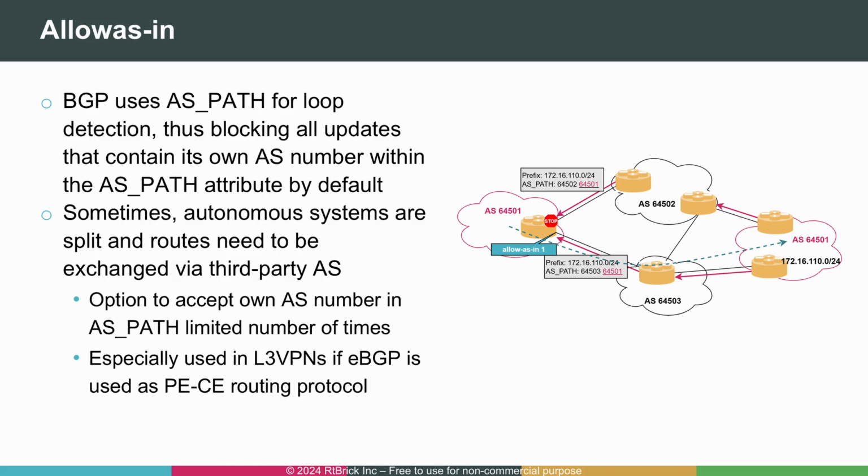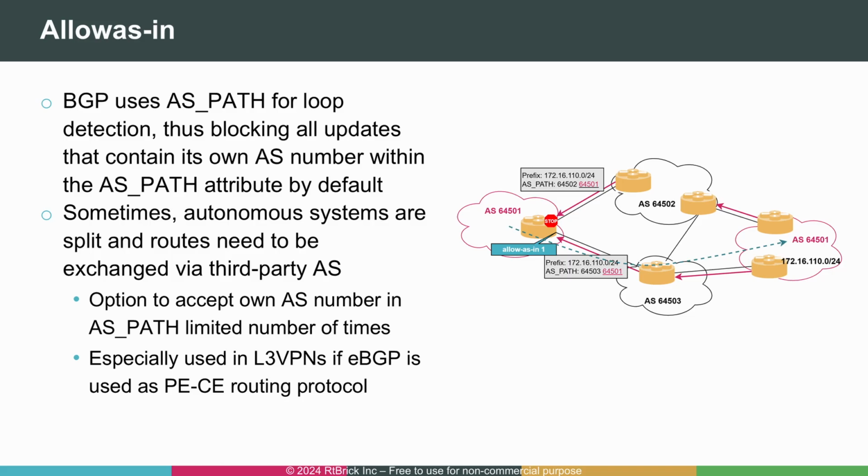In the diagram on the right, AS 64501 is split across two sites. When a router in AS 64501 receives an update from either AS 64502 or AS 64503, it will reject the update by default, because AS 64501 is already included in the AS path. However, since there's no backdoor connection and we know it's safe, we can accept the update, as AS number 64501 appears once without causing any BGP loops.